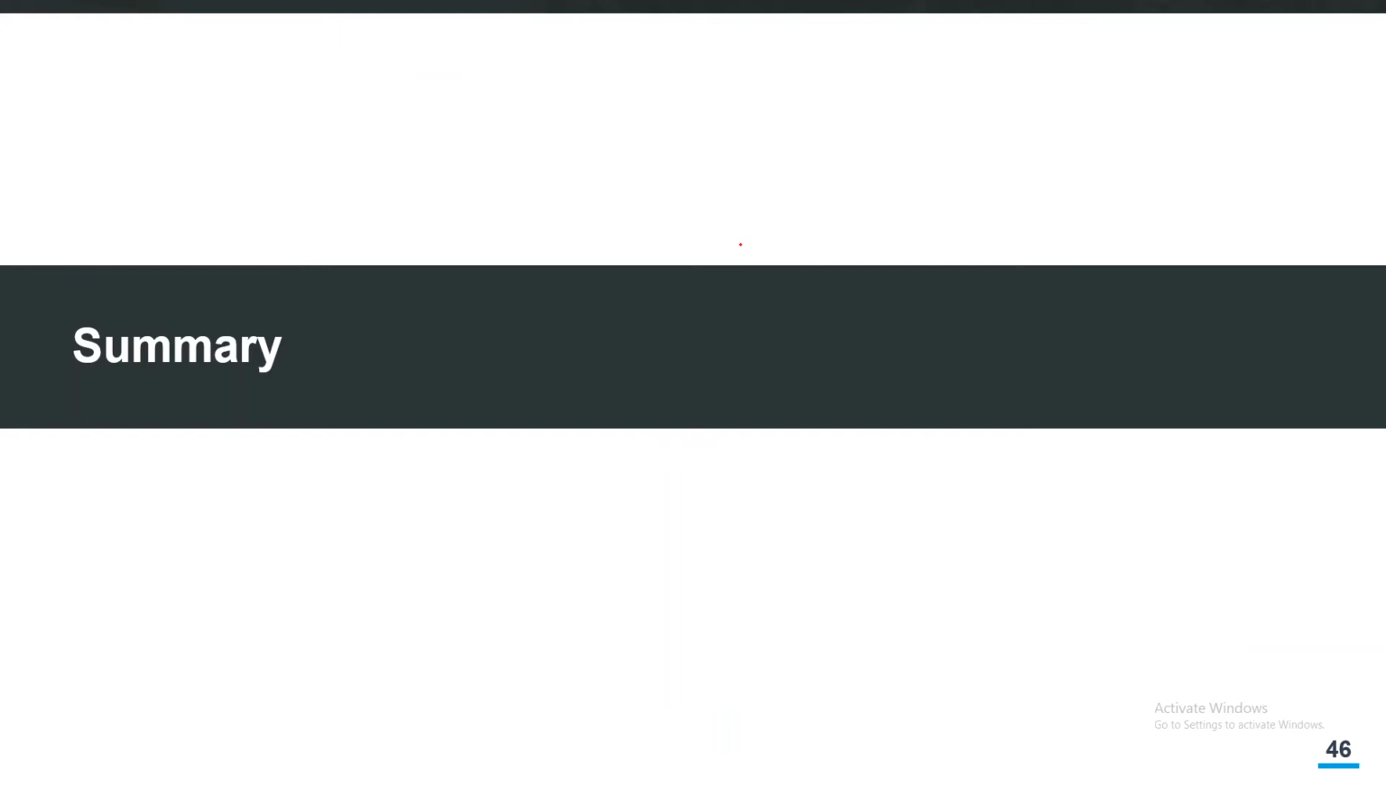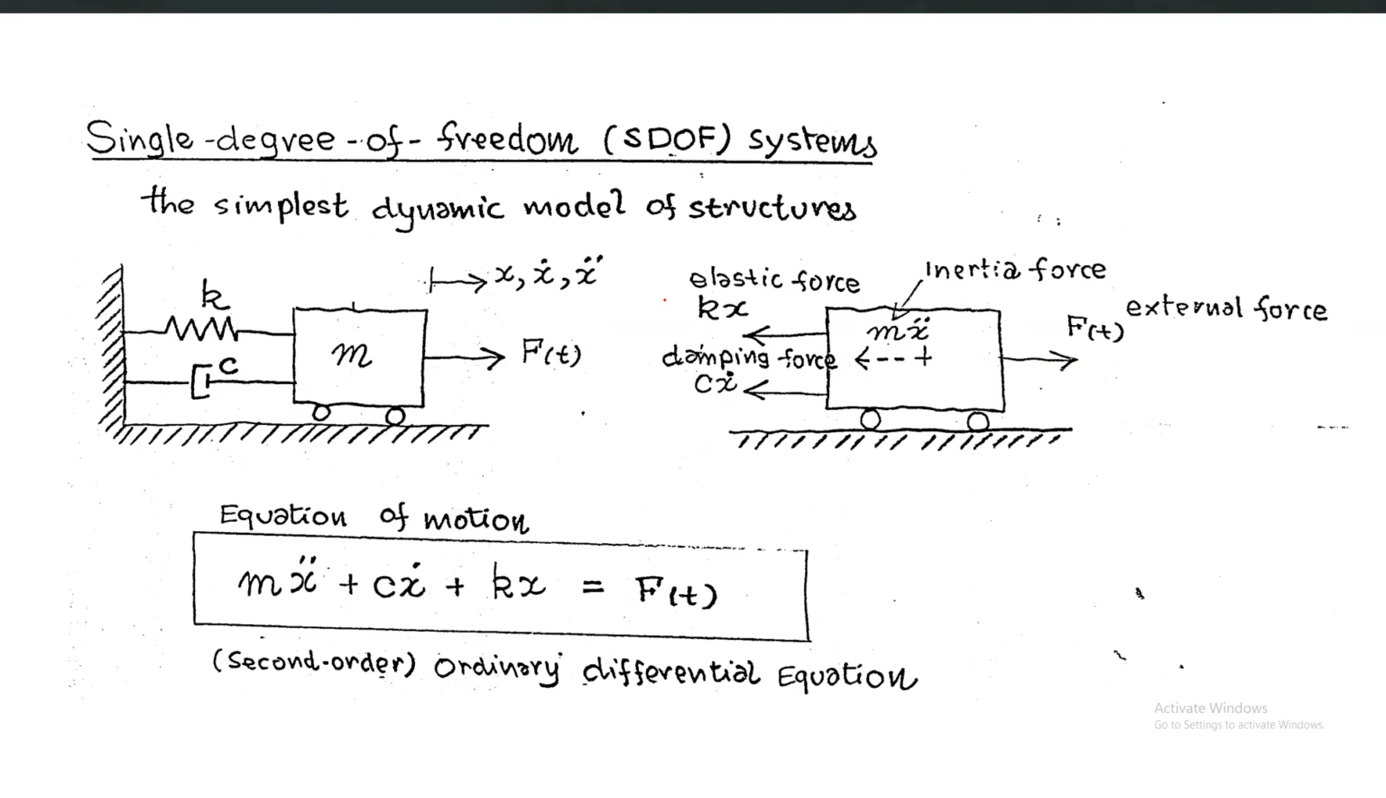In this quick session, I will just summarize or give you a highlight of what we have done while understanding the dynamic response of our structures. So we started with the single degree of freedom systems. The simplest dynamic model of any structure can be represented with a mass and stiffness and a hypothetical dashpot representing the energy dissipation capacity of our system.